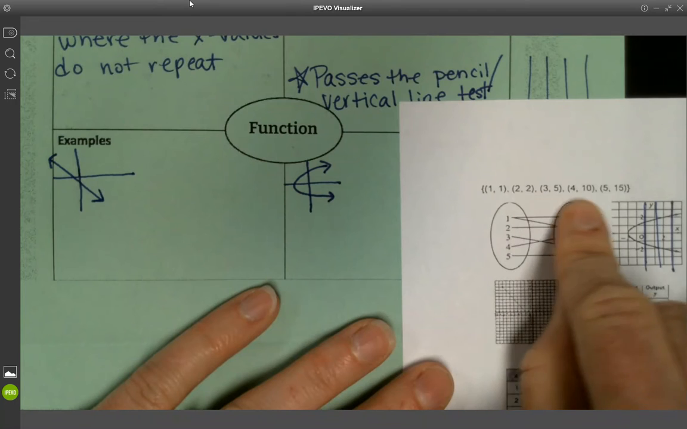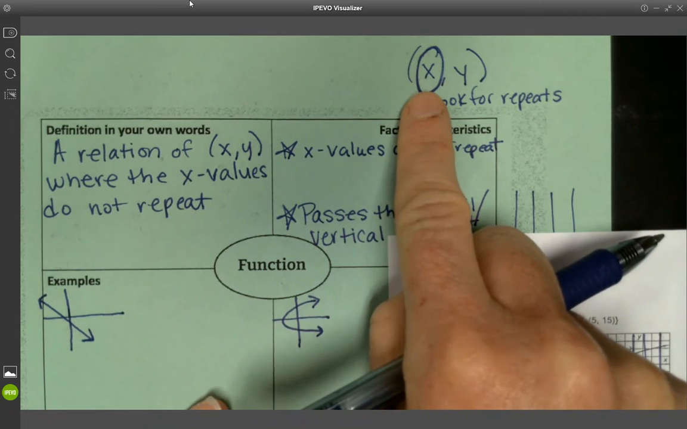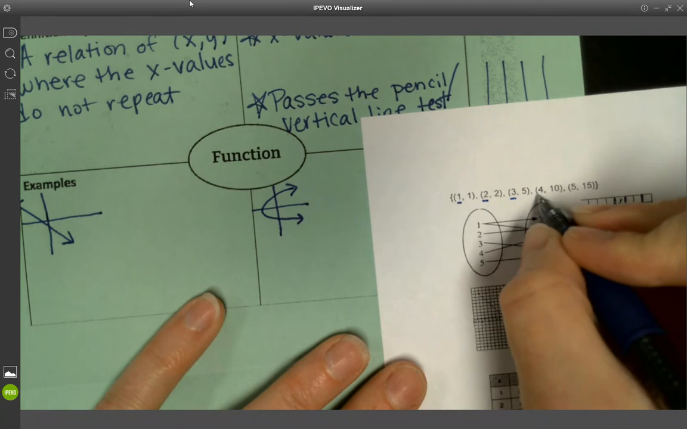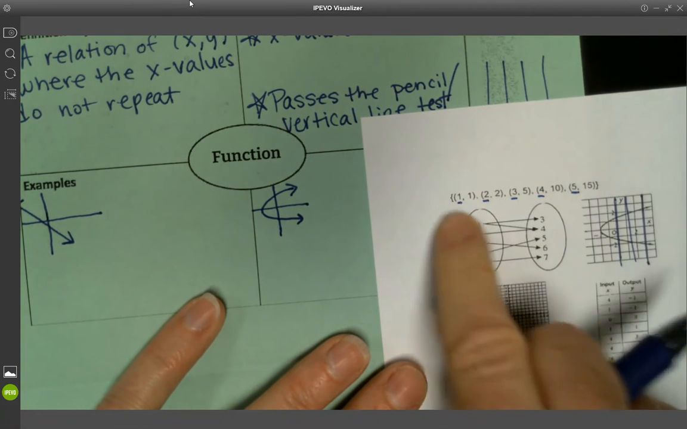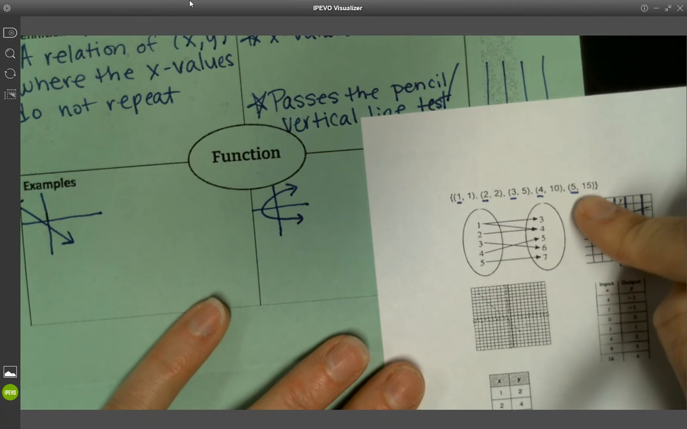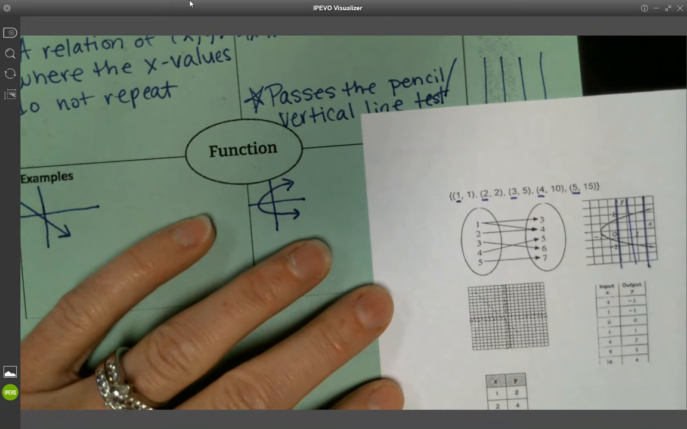So look at the ordered pairs. So we're looking for repeats. So the only thing we care about is x. So what I want y'all to do is go and underline all of the x values real quick. Go ahead and do that. Look at it, underline them, underline your x's. And then if it doesn't repeat, it is a function.